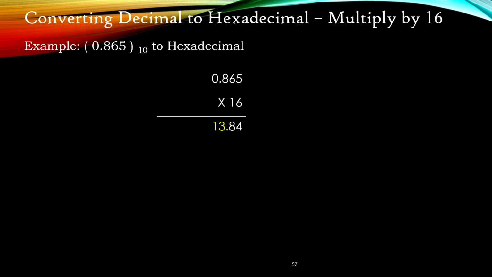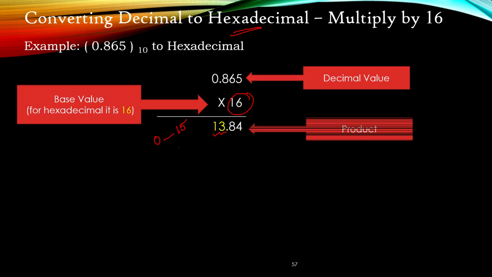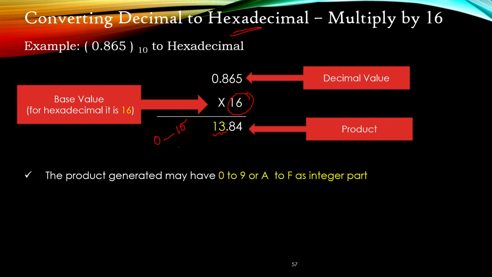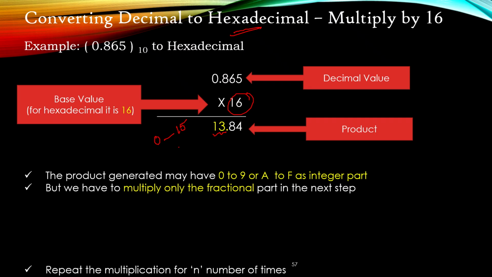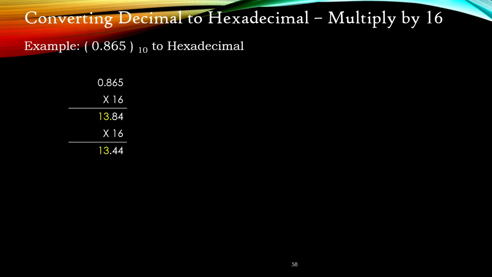Now we are going for hexadecimal. As it is hexadecimal, we are going to multiply with 16. And the integer part of the product will vary from 0 to 15, right? The same rule is applicable for all the conversions from decimal to any of the number systems. But also I'm going to continue for n number of times, or when the decimal part becomes 0, I have to stop it at the mid.